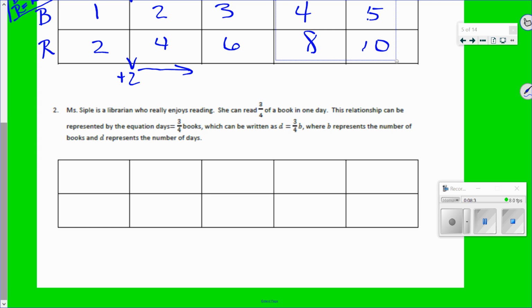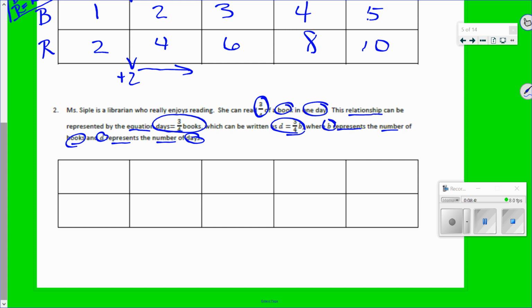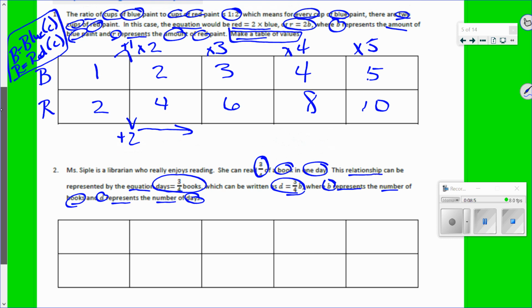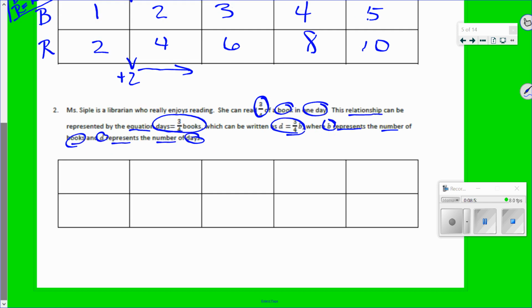Okay, next one. Mr. Sybil's a librarian who really enjoys reading. She can read 3/4 of a book in 1 day. This relationship can be represented by the equation: days equals 3/4 books, which can be written as D equals 3/4 B. B represents the number of books. D represents the number of days. Okay, they didn't give us any additional instructions, but we're going to assume we're just making a table of values.